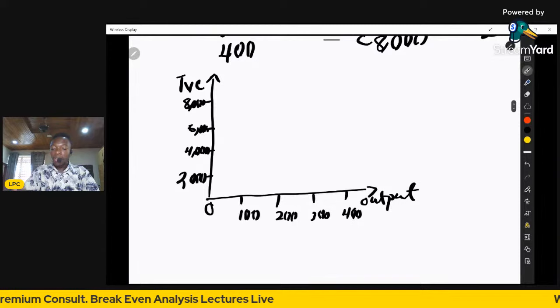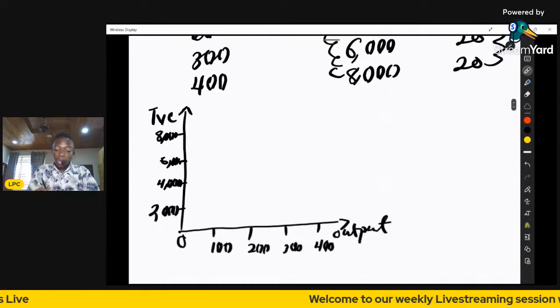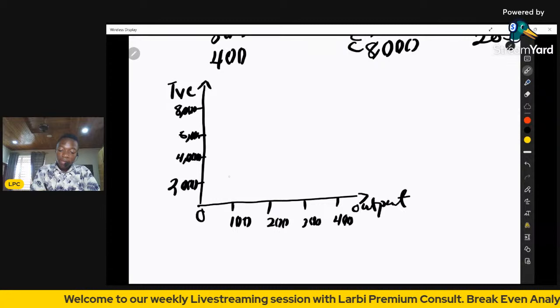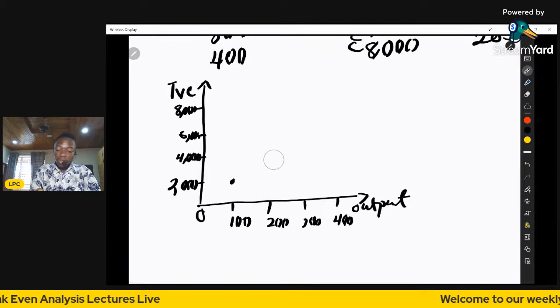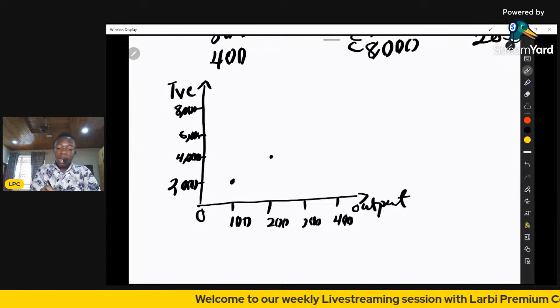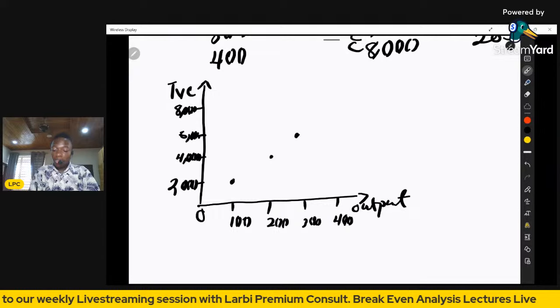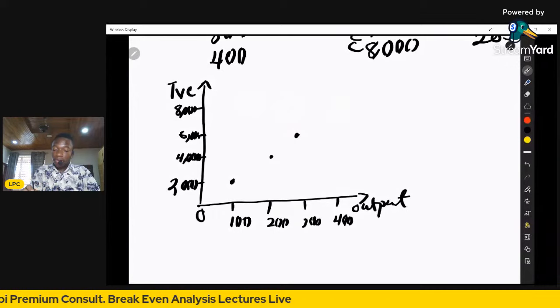Right? So at the level of 100, our total variable cost is 2,000, right? So we have 100 here and we have 2,000. Where they meet, we have it here. So we have our level of 100 and the cost to be 2,000. And at 200 we incur a variable cost of 4,000. So that's going to be here. And then 300, our variable cost is 6,000. Okay, and lastly, at 400 here, our variable cost is 8,000. So we also have that somewhere here.